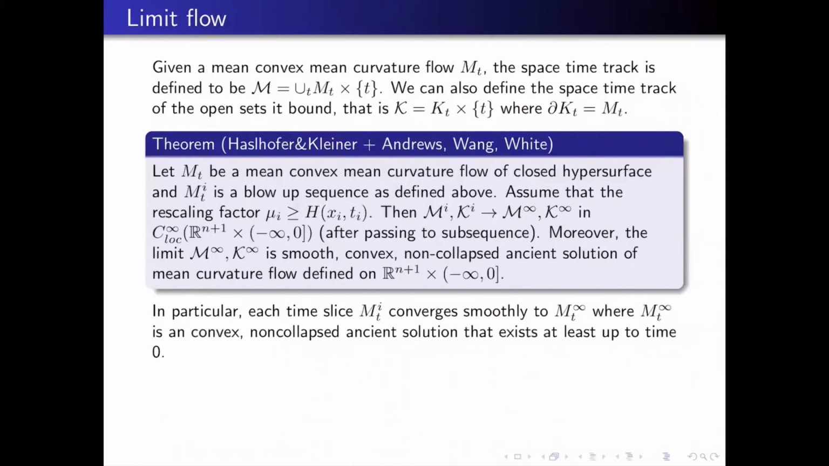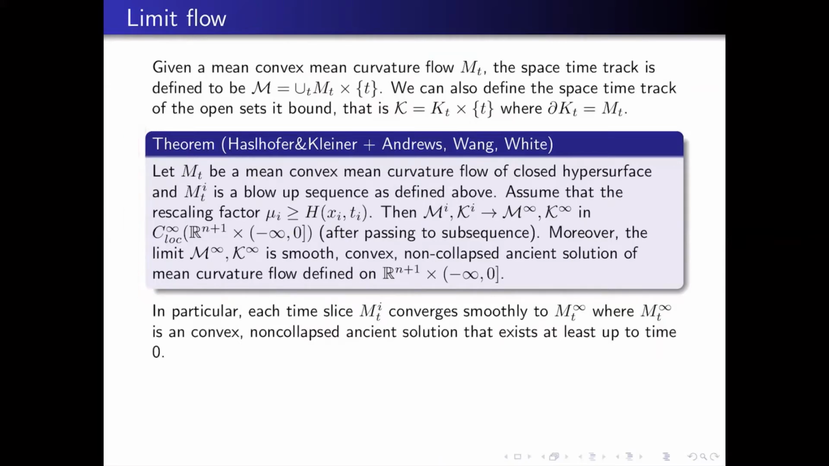We also define the space-time track, denoted by this M, to be the union of M_t cross t. So this is a subset of R^(n+1) cross R, where R corresponds to the time direction. In the same way, we'll also define the space-time track for K_t, where K_t are the open sets bounded by M_t. Here comes the famous theorem.